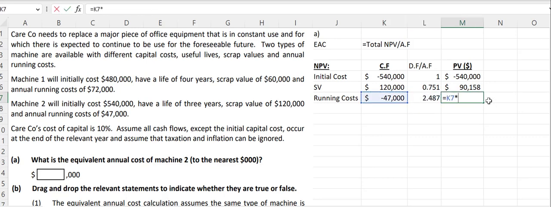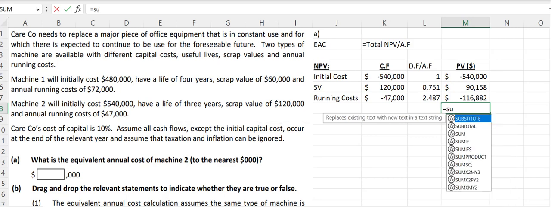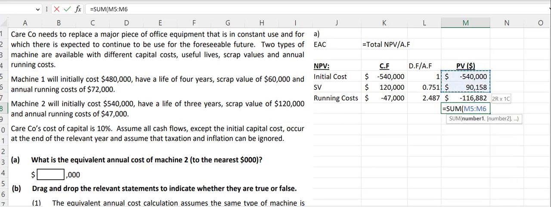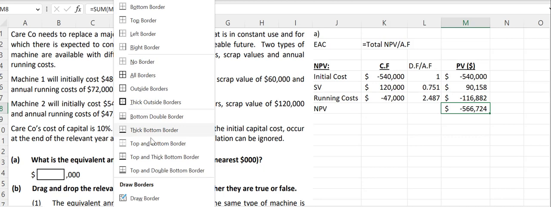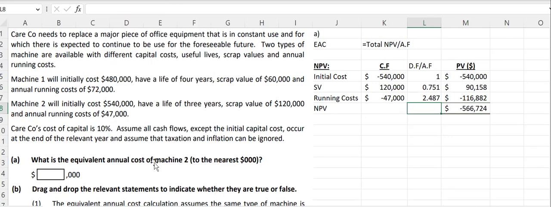So let's just multiply. That's the present value of the running costs, and let us now add all these 3 to find the net present value. So here we go, we have got the net present value of the asset over 3 years of life. So we are done with the first step. We have calculated net present value, and now we have to find out the equivalent annual cost.